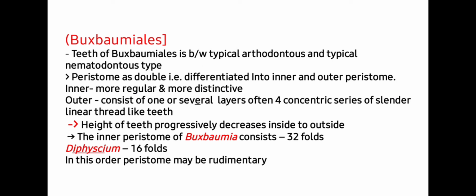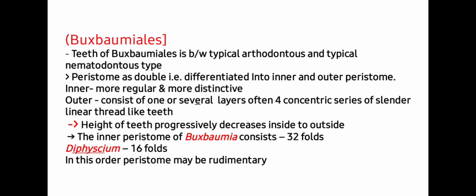Next is Buxbaumiales. The tooth of Buxbaumiales is between the typical orthodontous and typical nematodontous type. The peristome is double, differentiated into inner and outer peristome. The inner is more regular and more distinct, while the outer consists of one or several layers, often 3 concentric series of slender, linear thread-like teeth. The height of the teeth progressively decreases from inside to outside. The inner peristome of Buxbaumia consists of 32 folds, while in Diphyscium they are 16.